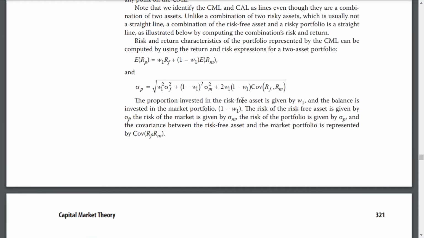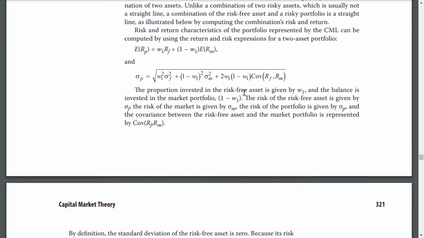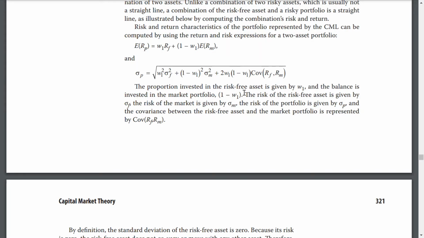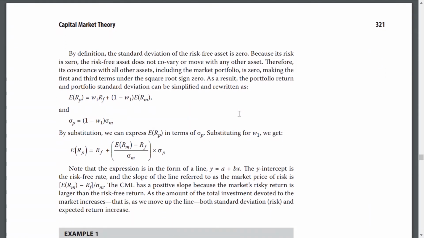The proportion invested in the risk-free asset is given by W1, and the balance invested in the market portfolio is 1 minus W1. The risk of the risk-free asset is given by its standard deviation, and the risk of the market by its own symbol. So this is just interpreting this formula. By definition, the standard deviation of the risk-free asset is 0. Because its risk is 0, the risk-free asset does not covary or move with any other asset. Therefore, its covariance with all other assets, including the market portfolio, is 0, making the first and third terms under the square root sign 0. As a result, the portfolio return and portfolio standard deviation can be simplified and written as such.